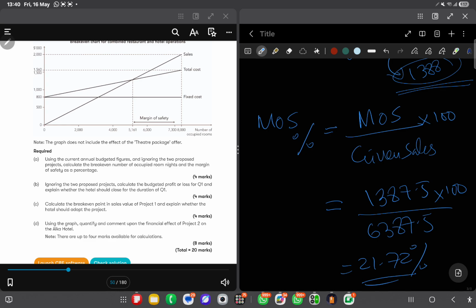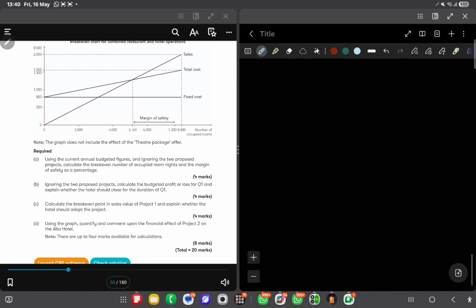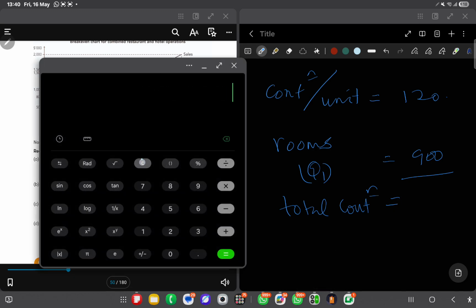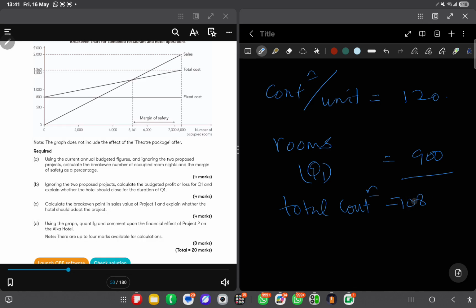Now second part: ignoring the two proposed projects, calculate the budgeted profit or loss for quarter 1 and explain whether the hotel should close for the duration of quarter 1 or not. So now we have to calculate the revenue for quarter 1. We can do it alternatively. I know the contribution per unit, which is 120, and the rooms we sold during quarter 1 is 900. So total contribution is 120 times 900, which gives you 108,000.